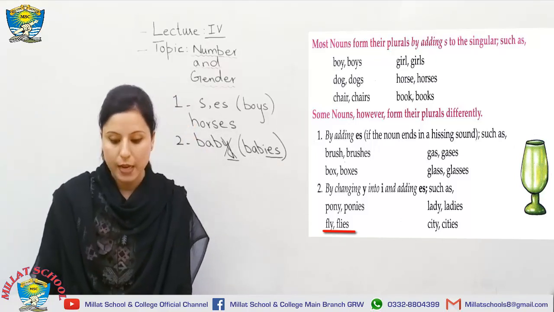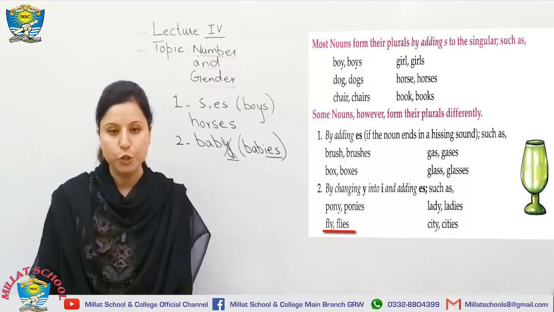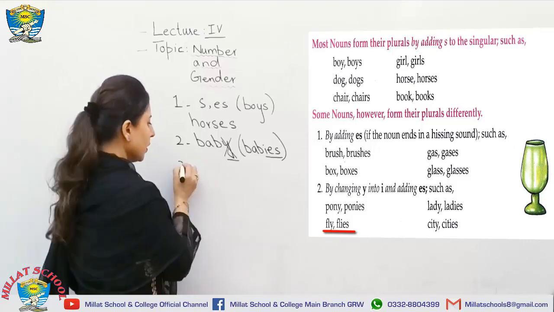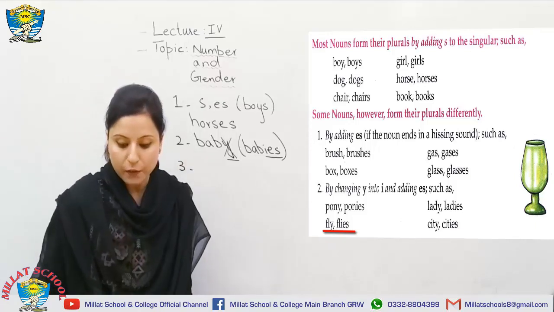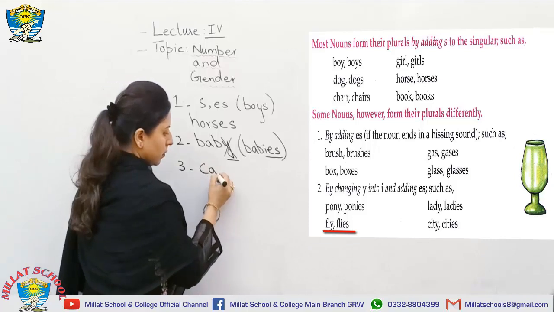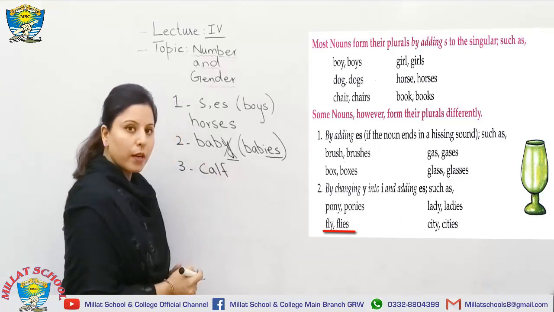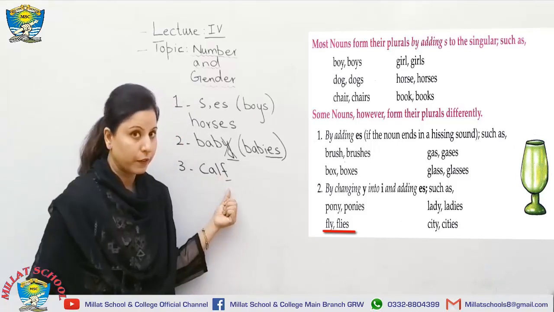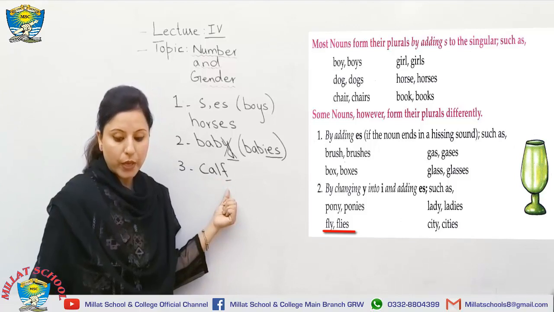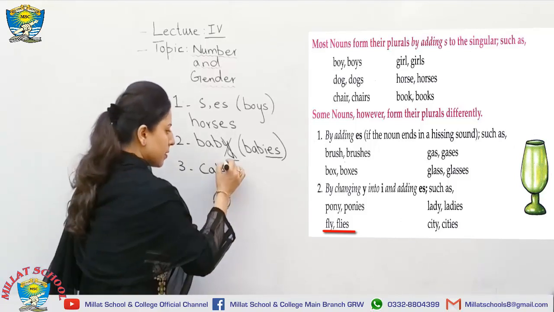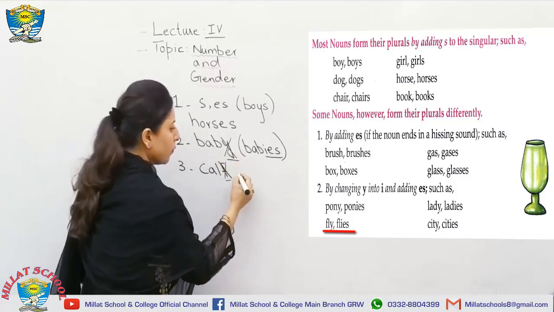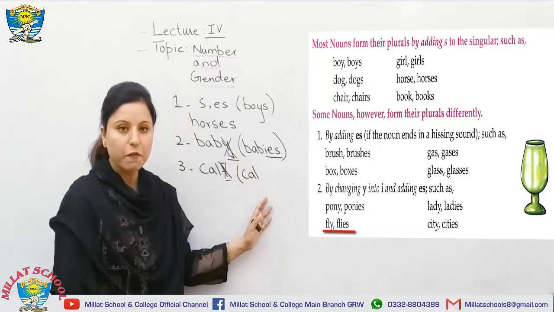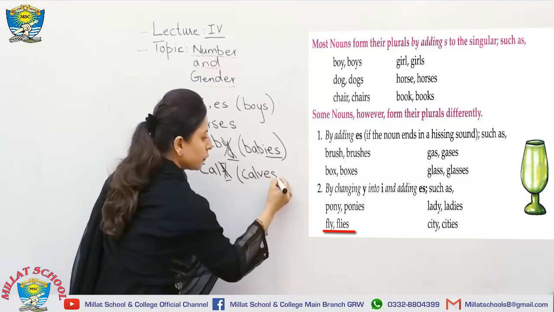The third rule is by changing F into V and adding ES, such as if a word has been given to you like calf. So if you see, this ends again with the F. What are we going to do? We are going to remove this, like the Y, and we will add what? Here we will add V instead of F.